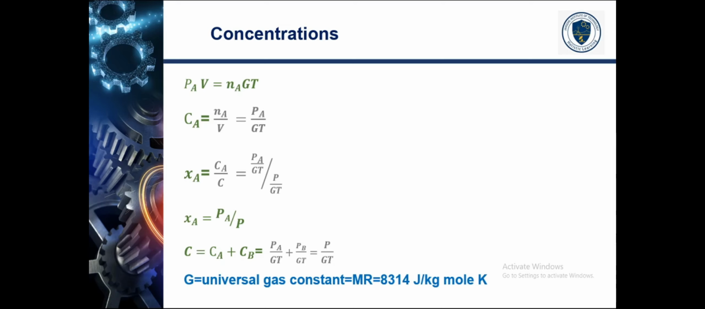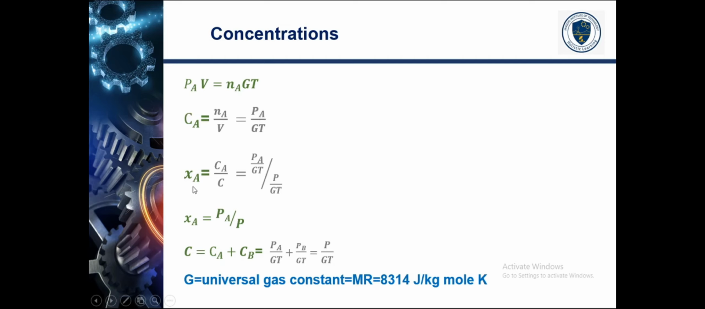This is written for species A. So the number of moles of species A per unit volume represents the molar concentration for species A, which is equal to Pa/RT. So we get one more relationship for the molar concentration of a particular species.